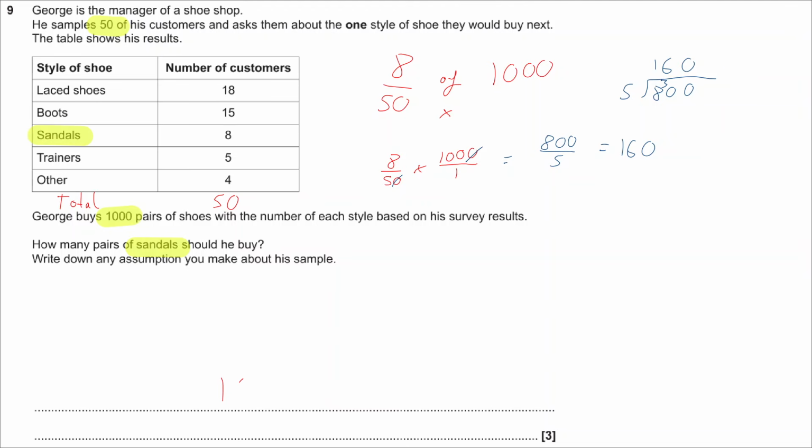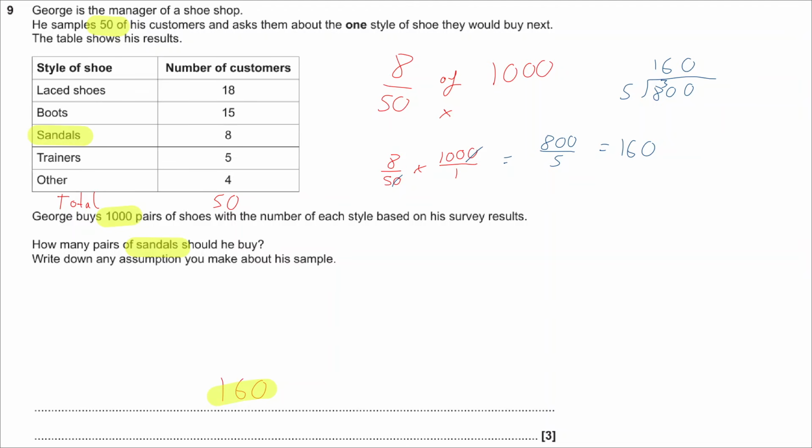Okay, and that's your answer, 160. There we go. It also says, write down any assumptions you make in his sample. Well, whenever you do a sample, it's a classic response in the exam. You've got to make sure that the sample is representative. So you've only sampled 50 people, which isn't a huge amount. So you're assuming that 8 over 50 is representative of a bigger population. So that's the assumption you want to be making here.